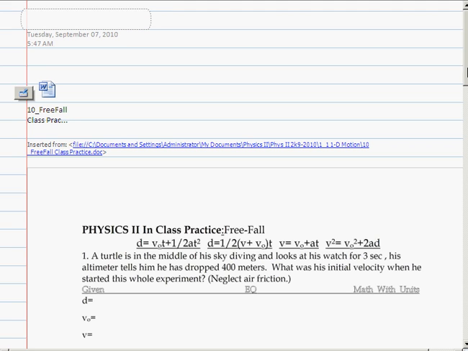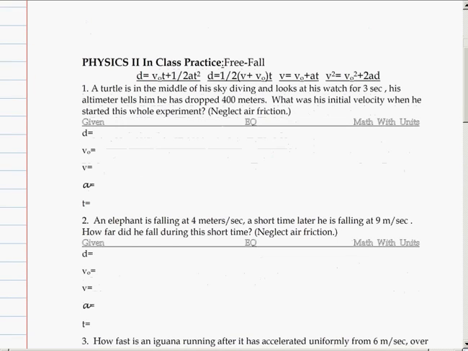Sorry. Let's try a couple problems from this list. They're the same kind of problems as the other one, except remember we're going to always use negative 9.8 meters per second squared as our acceleration.